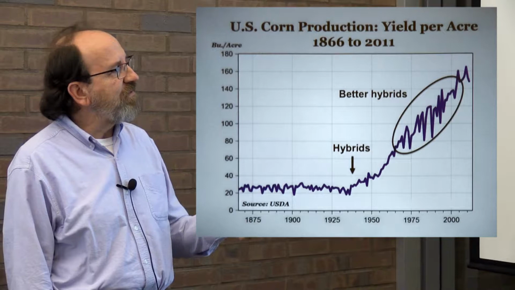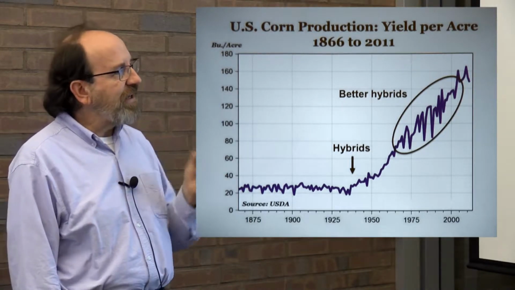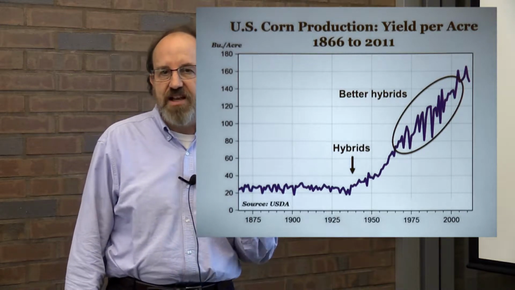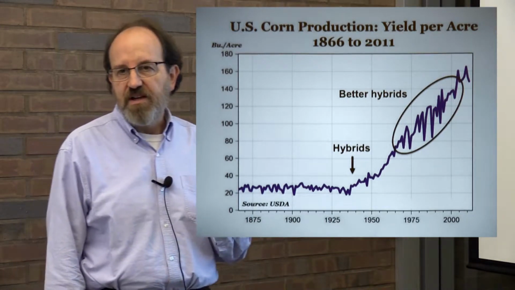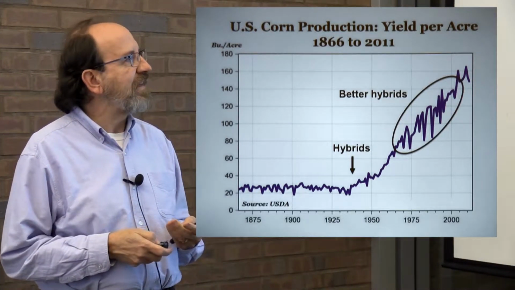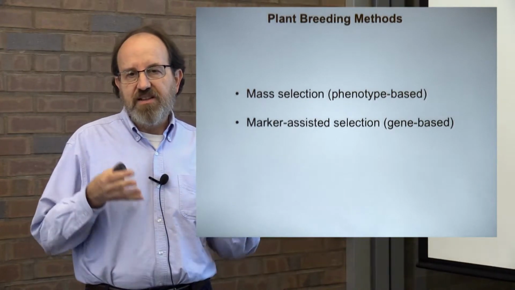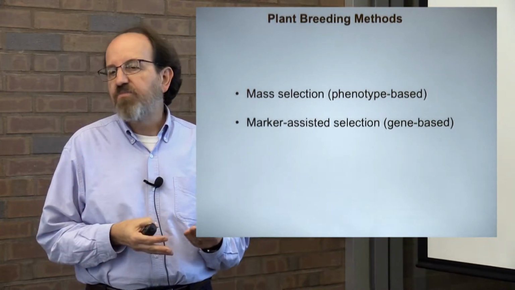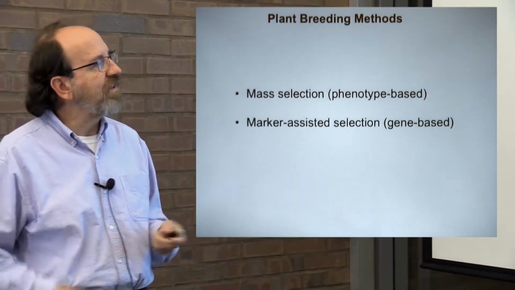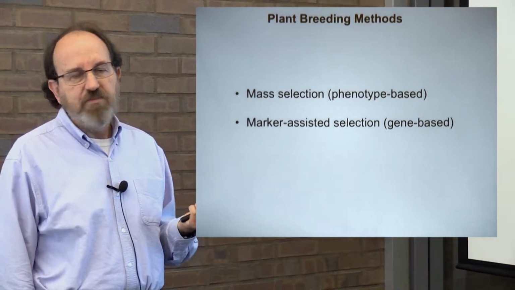All of this improvement was the production of better hybrids, okay? And it was basically breeders taking advantage of the natural genetic variation that existed in corn and using that natural variation to produce better plants. So what kinds of methods were used in this plant improvement? This is the plant improvement component of breeding. Well, there are two general ways that breeding is accomplished.